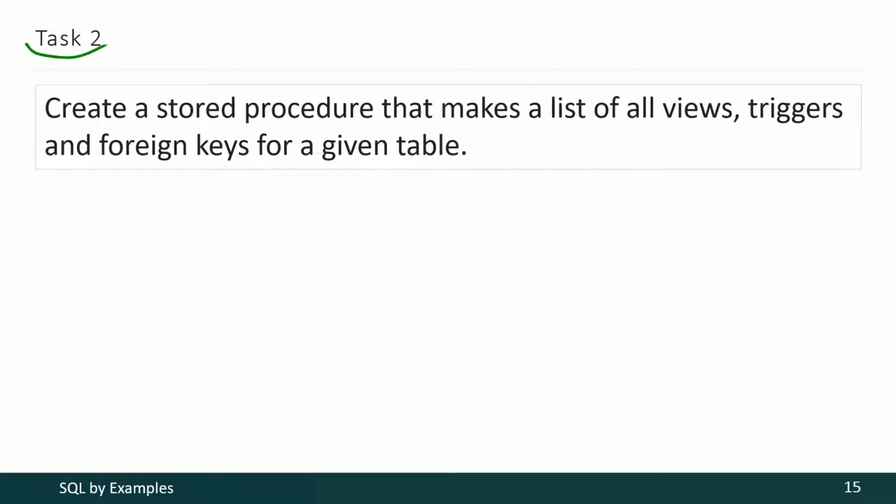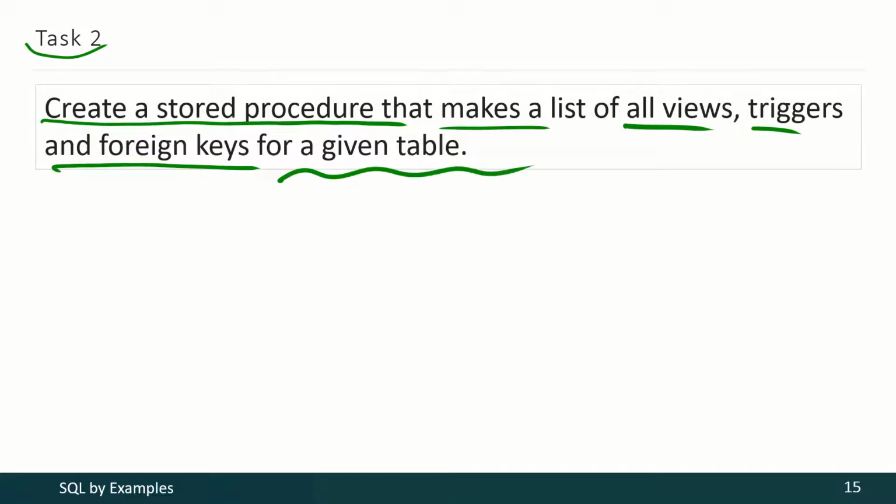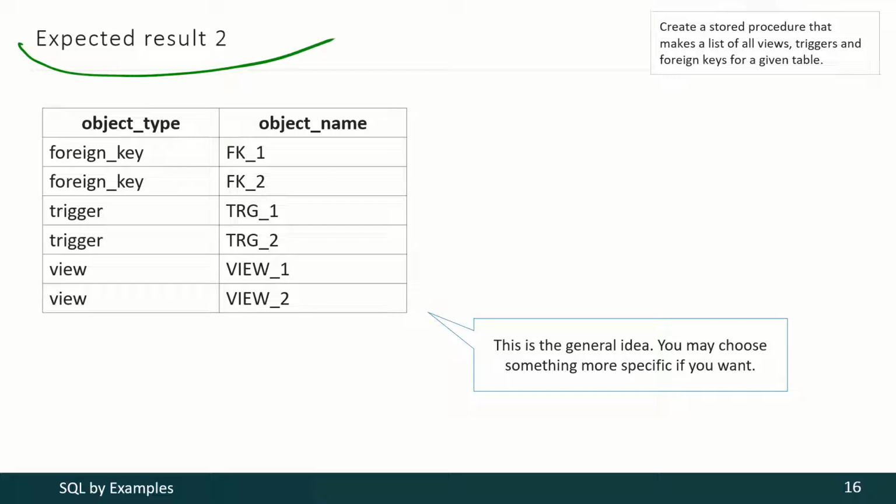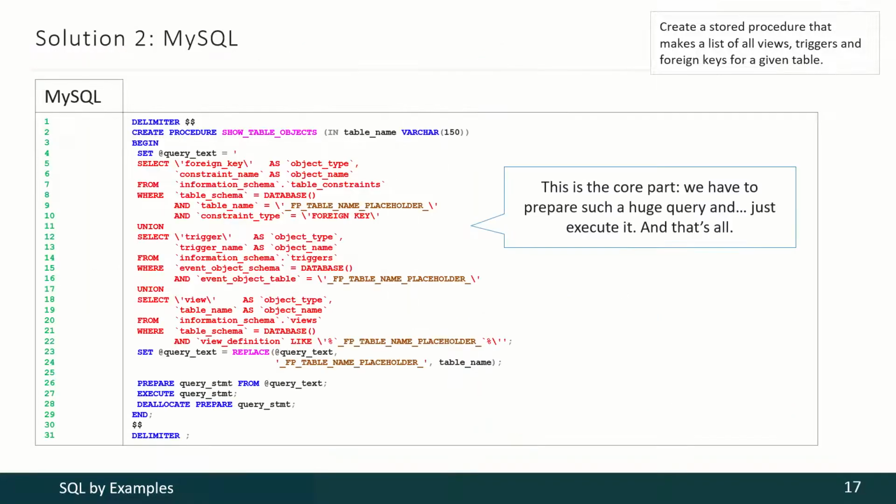In the second task, we have to create a stored procedure that makes a list of all views, triggers and foreign keys for a given table. This is a rather difficult technical task, so the result may vary depending on the implementation, but the general idea is here. So let's see the solution starting with MySQL.